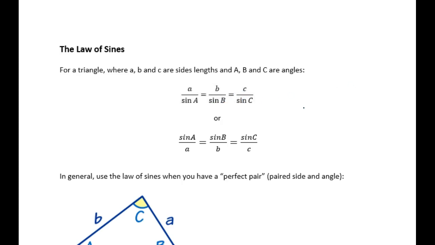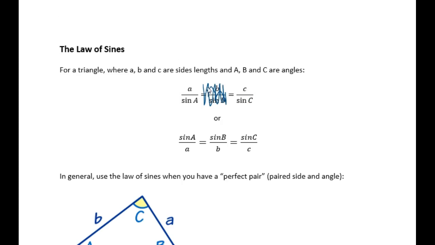C. In a regular situation, you won't obviously have all of them involved, so you can always cover one or the other up. So if you don't have anything to do with c, you can cross that one out, and you can just look at a over sine of A is equal to b over sine of B. Or, for example, if you don't have b, then you can cross that one out, and you can adjust your formula to be a over sine of A, c over sine of C.